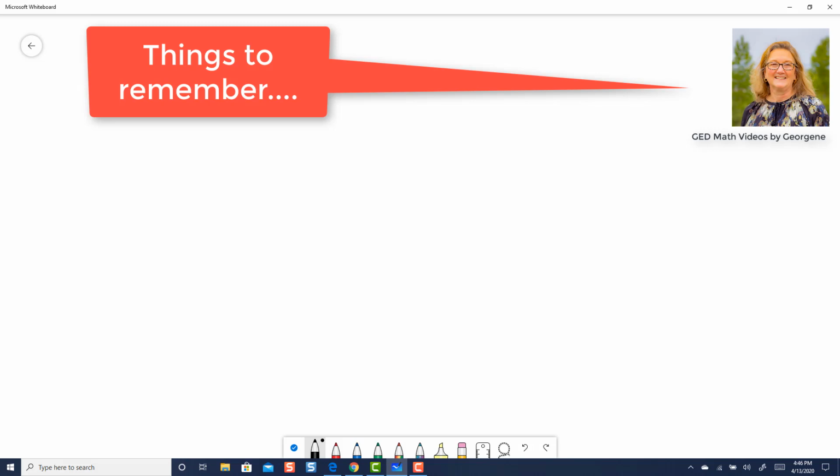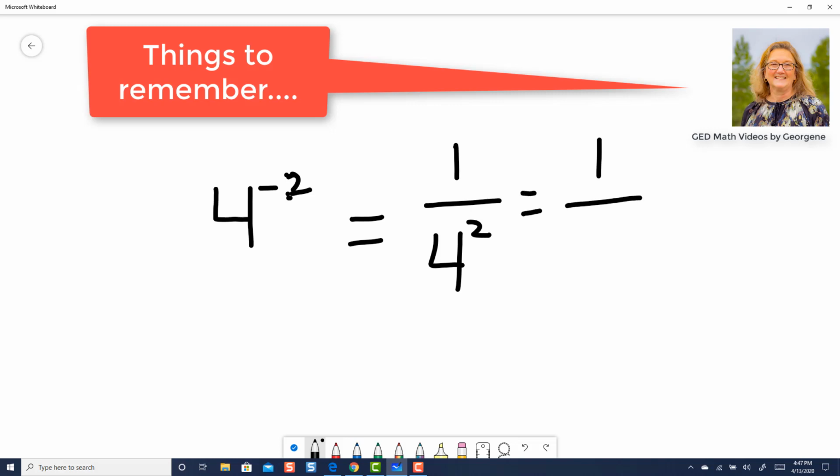Finally, rewrite expressions with negative exponents as fractions with positive exponents. For example, if you have an expression 4 raised to the negative 2 power, when rewritten as a fraction, it becomes 1 over 4 squared. And when you solve it, it becomes 1 over 16, or 1/16.